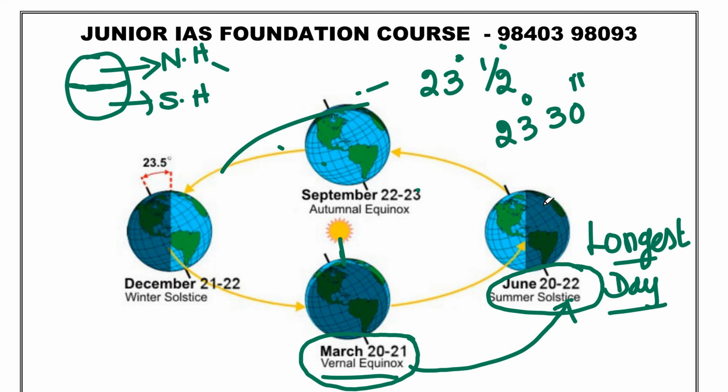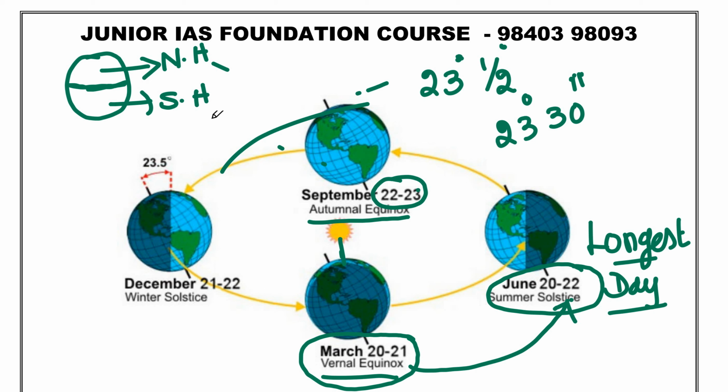After June 21 to September 21, another 3 months, the longest day will decrease and relatively the night will also increase. Then on September 21, 22, again day and night are equal. This is called the autumnal equinox. So please note down this autumnal equinox.